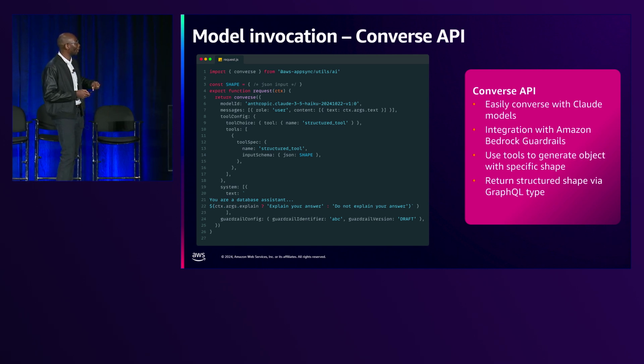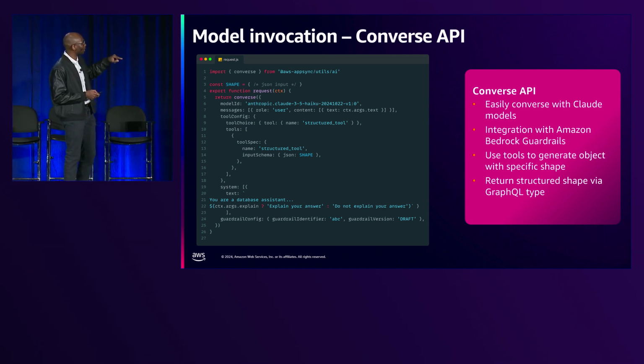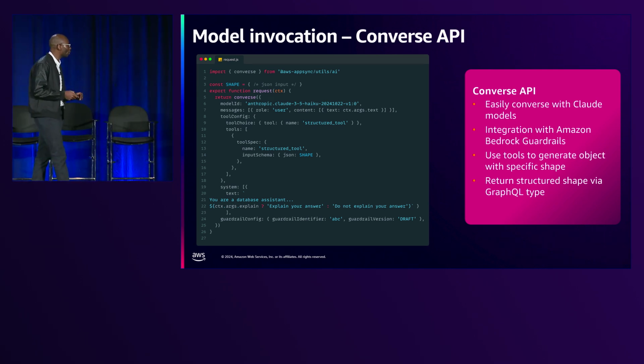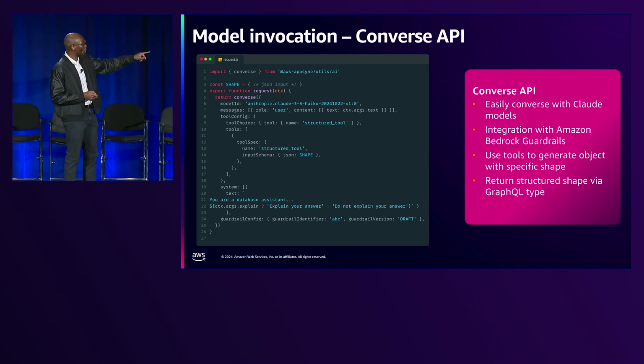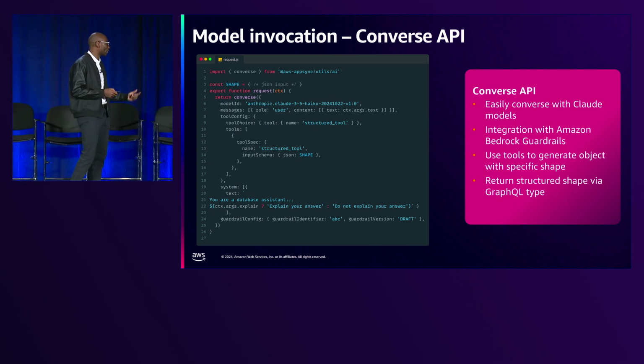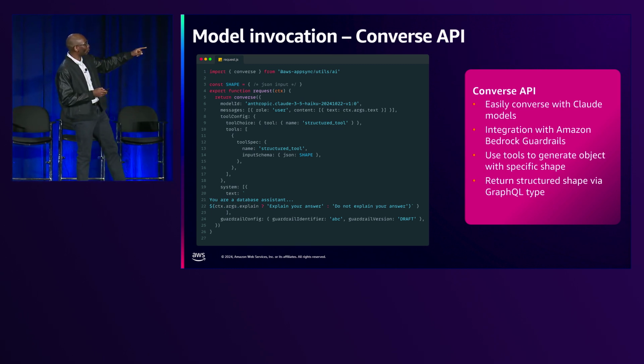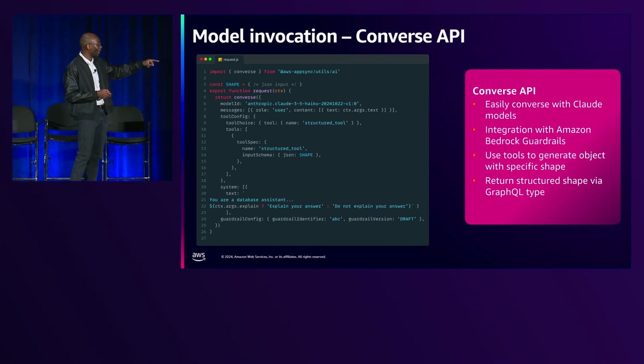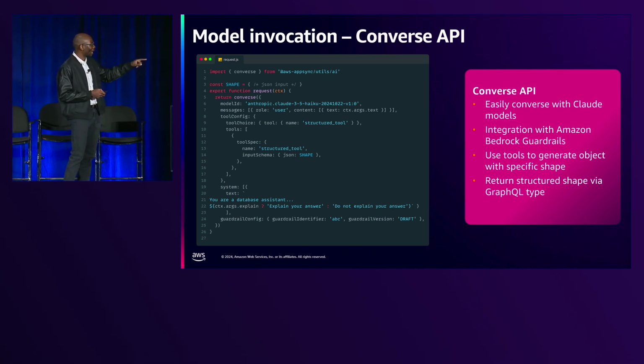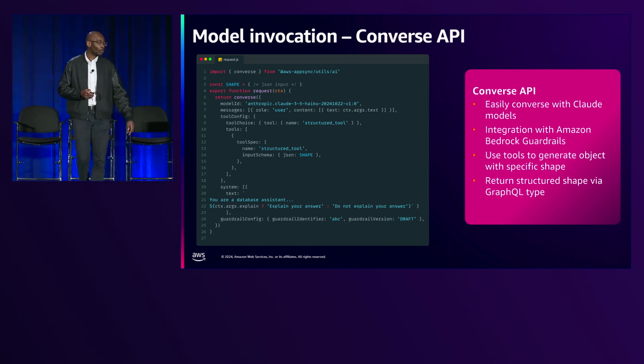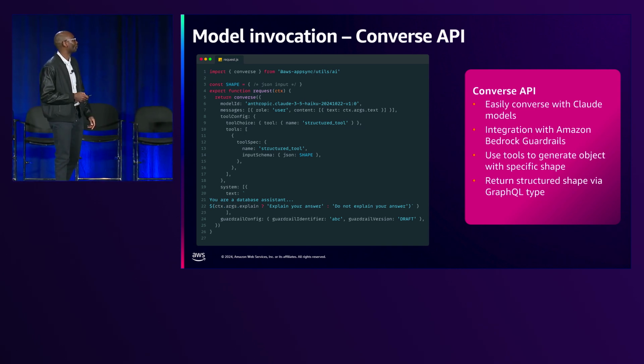I'm using Haiku 3.5. I send my message, I specify the tool configuration, and then I specify the system that it's a database assistant, and based on whether or not I've asked it to explain the answer, I tell it either explain your answer or do not explain your answer. When you interact with LLMs, you have to be super specific.